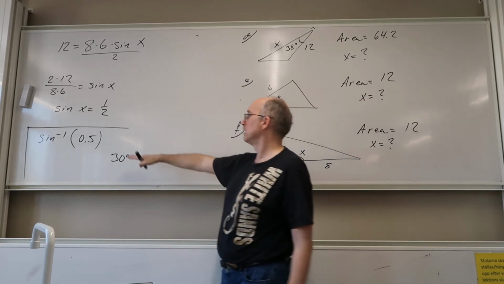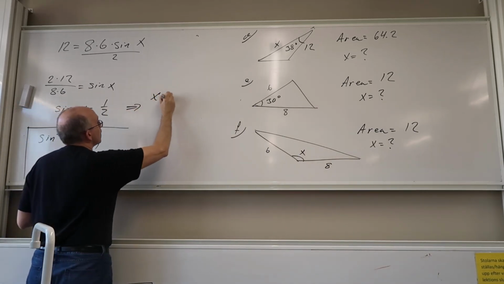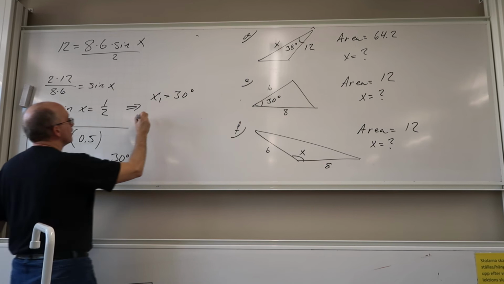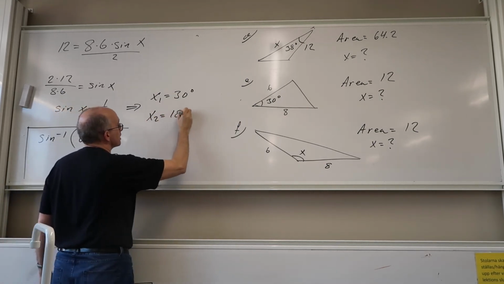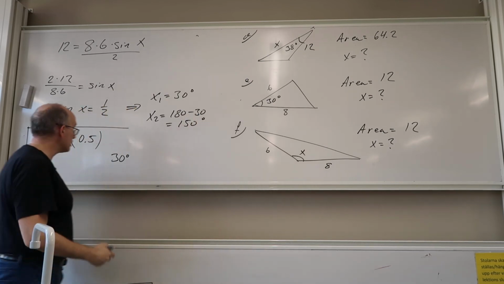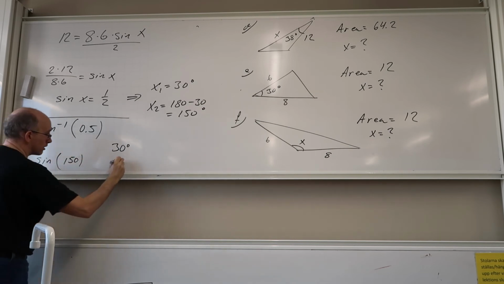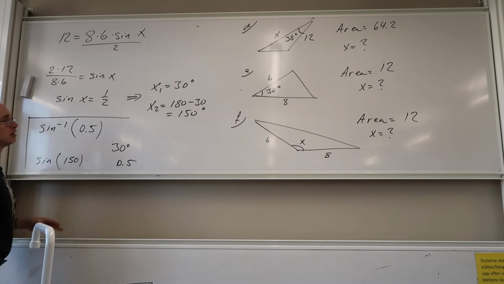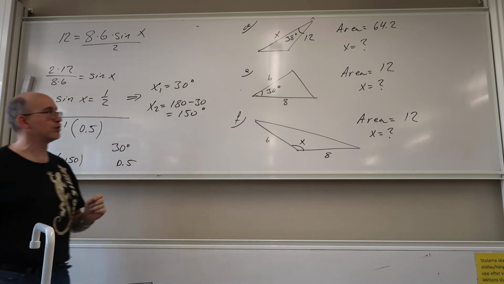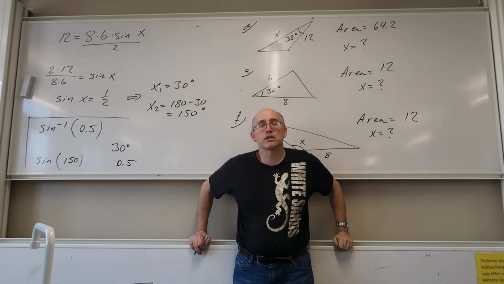The problem is that this equation has more than one solution. One of them is 30 degrees. That's the one the calculator told you. The other one is 180 minus that, so 150 degrees. You can test this because if you punch sin of 150, you get 0.5. So that angle solves this equation. But the calculator didn't tell you. You had to remember that there's another solution than the one the calculator gives you.